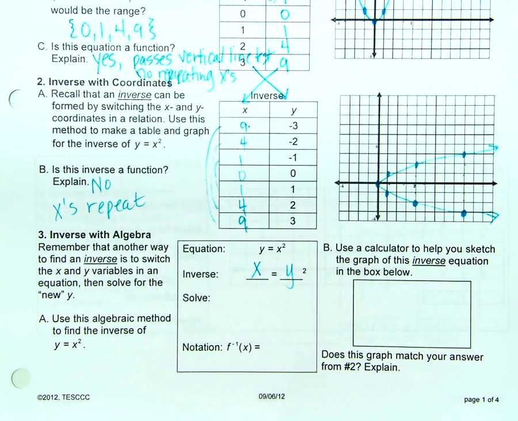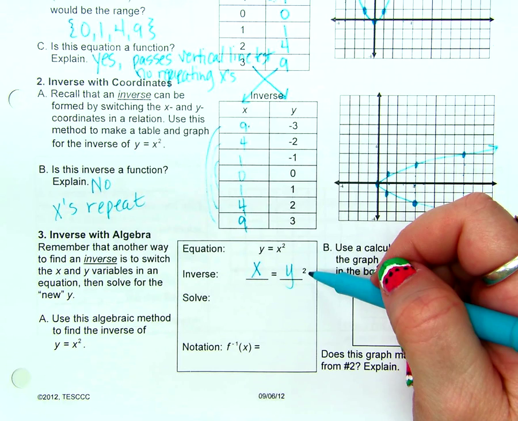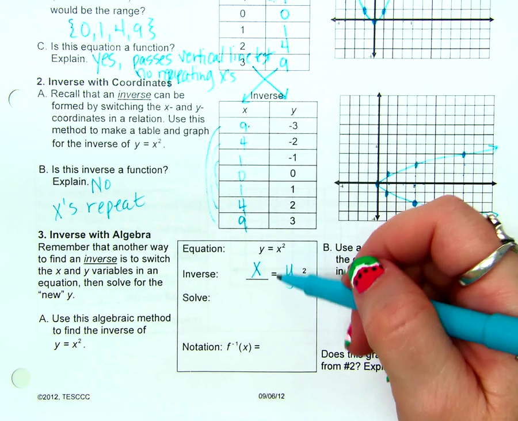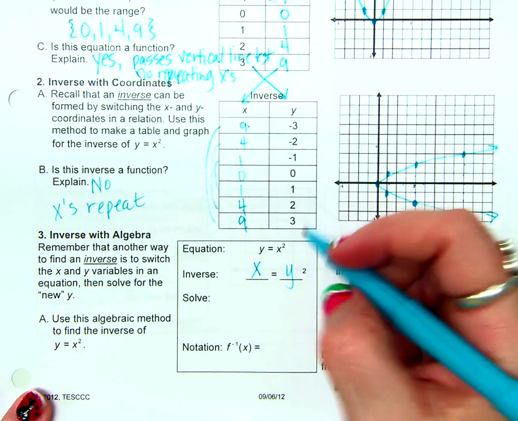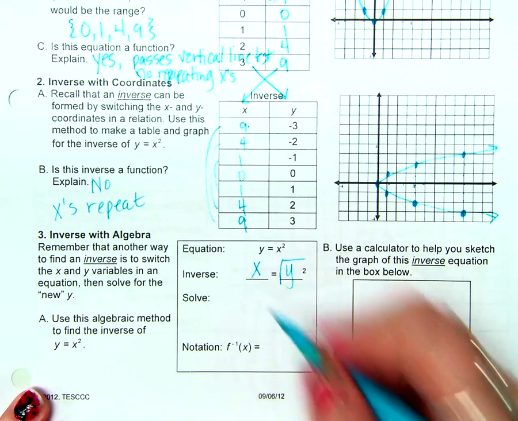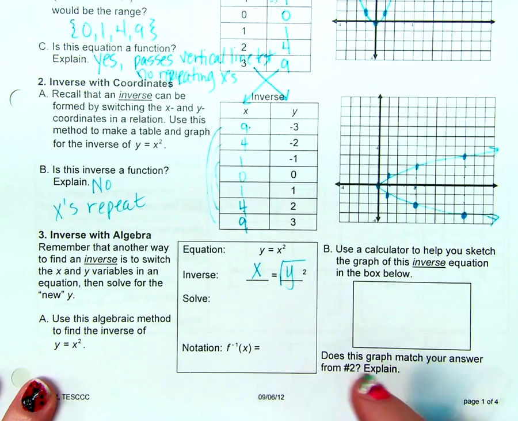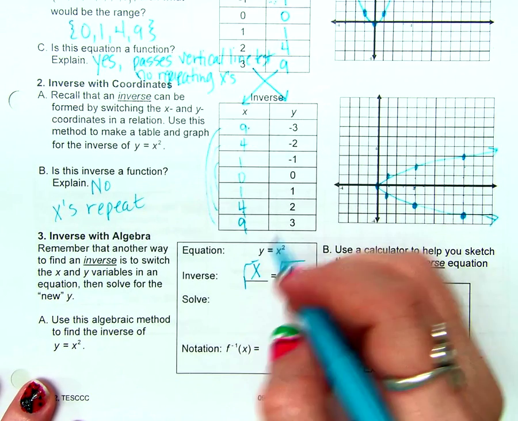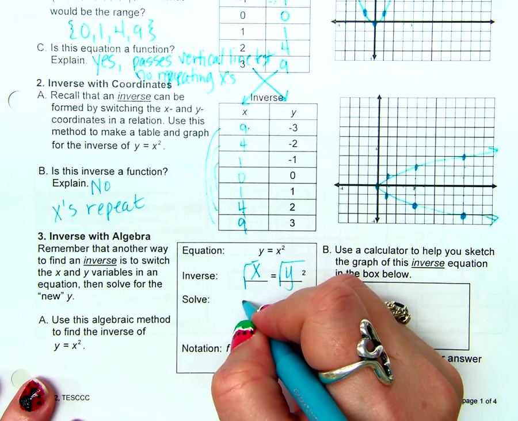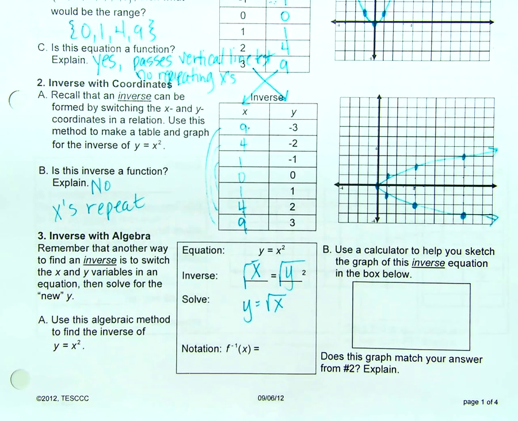How do you suppose we're going to get the y by itself? What is happening to the y right now? What's the inverse operation of that? The square root. Absolutely. So if I square root the y squared, what else do I have to do? I have to square root the x as well. I have to square root both sides, don't I? So what I get is y equals the square root of x.